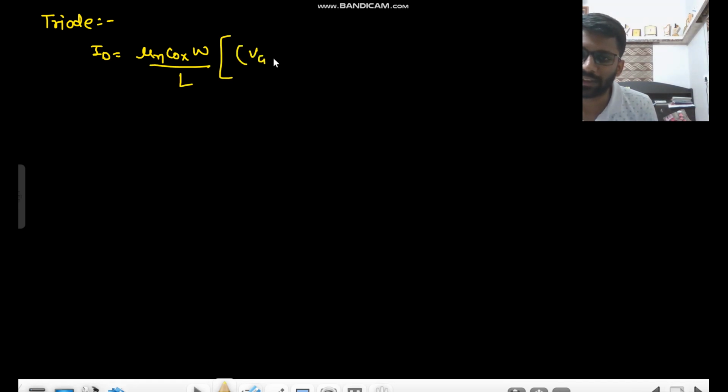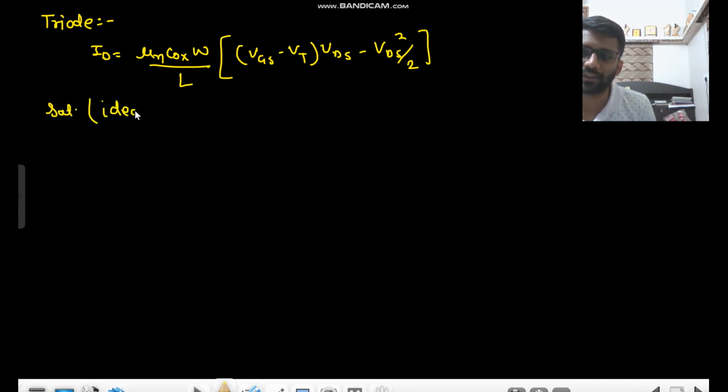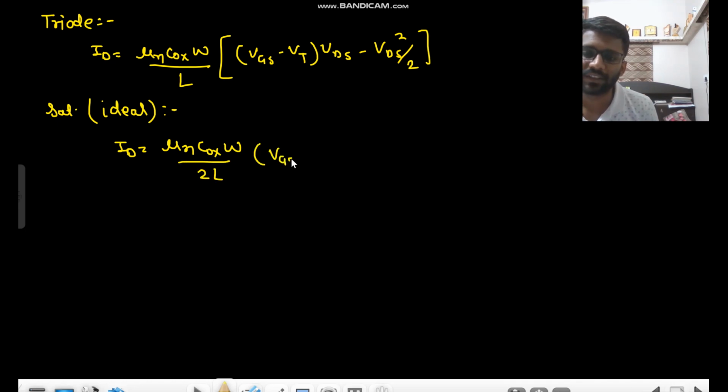Now consider the next two factors. First, we will write the current equation for the triode region: mu n Cox W by L into (VGS minus VT) VDS minus VDS square by 2. And for the saturation region, we are taking the ideal condition as of now: mu n Cox W by 2L (VGS minus VT) square.